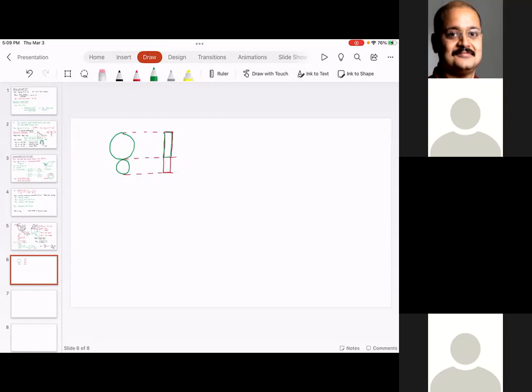Once you have decided the gear, many a times they will tell you that the gear is overhang, or the pinion is overhang, or the gear is simply supported, or the pinion is simply supported, whatever the configuration may be. Depending upon the configuration you choose, or that is specified in the problem, you will have the shaft designs for the gear and for the pinion.